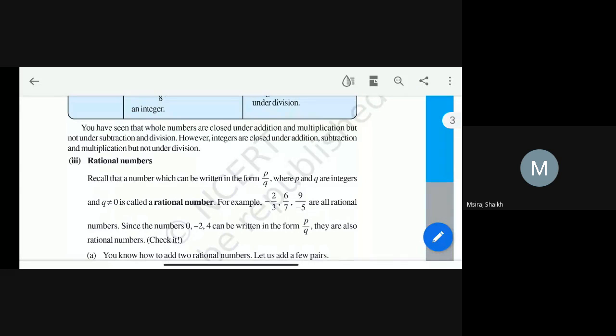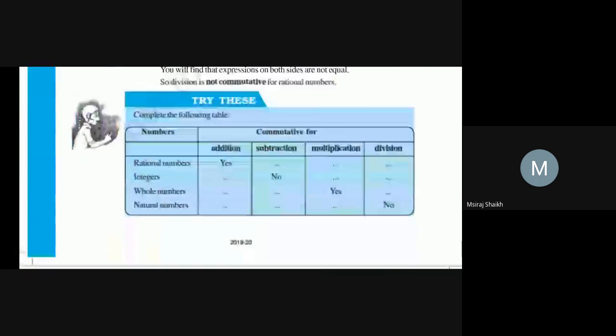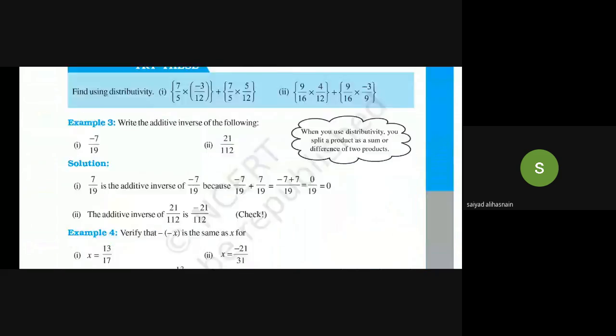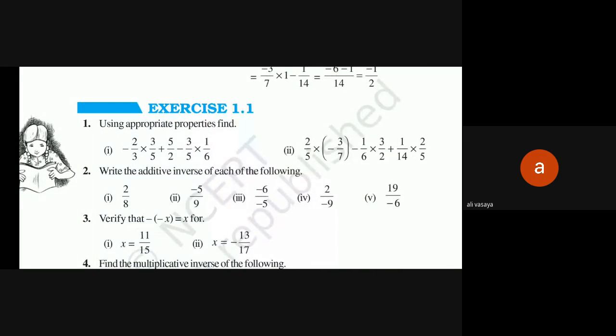Sir, exercise 1.1. Can you see my textbook? Yes, sir. Okay. Can you see exercise 1.1? Yes. Okay, now you can see the question number 1.